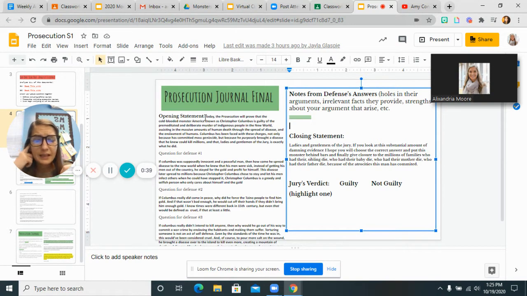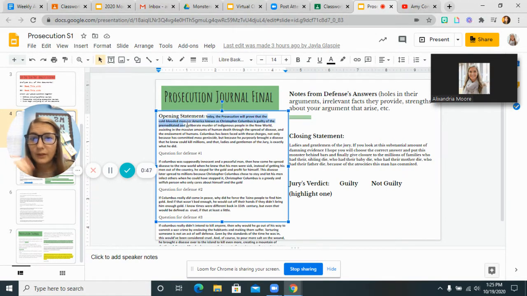Your opening statement is where you outline the case to the court. You say, today, I'm going to give you an example. Today, the prosecution will prove that the cold-blooded monster America has known as Christopher Columbus is guilty of the premeditated and deliberate murder of the indigenous people in the New World, assisting to the massive amounts of human death through the spread of disease and the enslavement of humans. So in that one sentence, they outlined what they will prove. They had a little flair because they called him a cold-blooded monster. They gave the crimes that he would be on trial for, and they stated their stance.